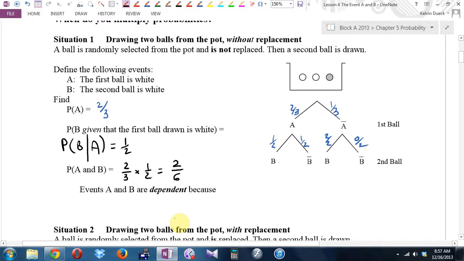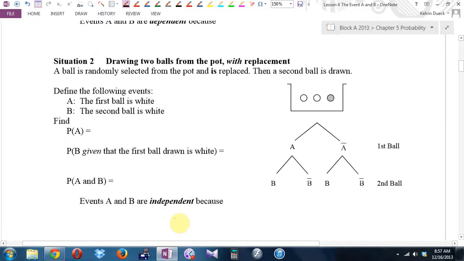And then it says events A and B are dependent because, I'm going to leave that blank for a second. Last day we looked at what was called mutually exclusive. That meant no overlap, couldn't both happen at the same time. Today we're going to be talking about a new word, dependence. Talk about how that works in a second.